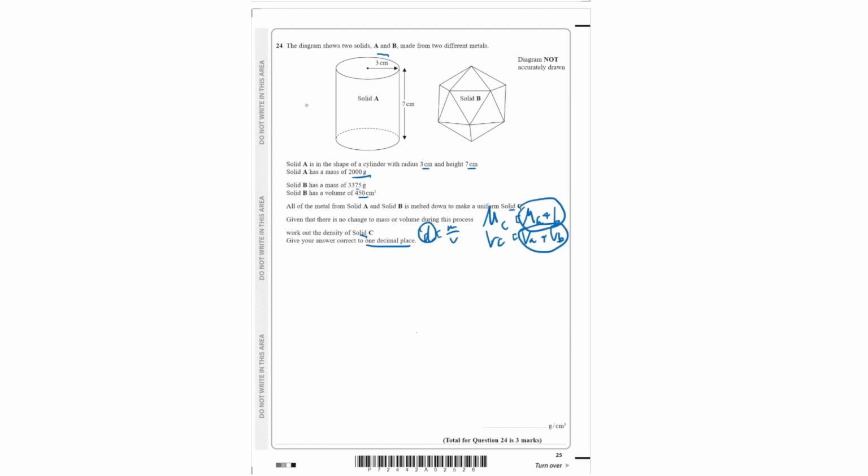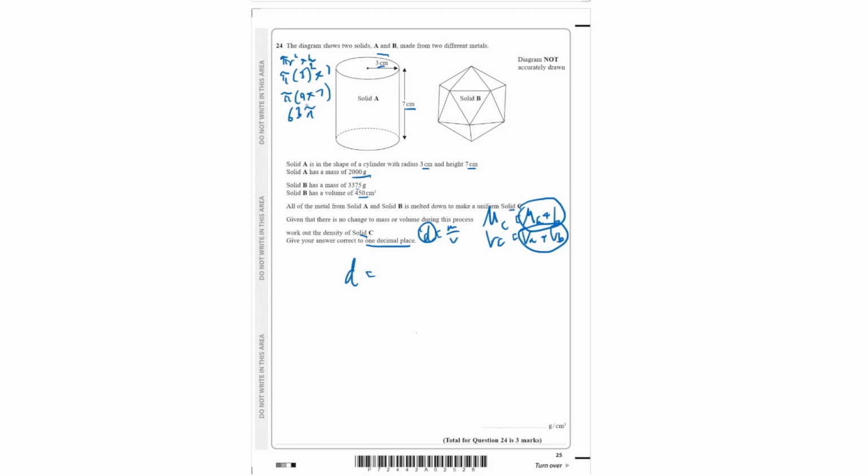We can see here that the volume for A is not actually given. We only have measurements. Thankfully, the measurements for solid A are given as 3 centimeters and 7 centimeters. And we know that the volume of a cylinder is pi r squared times height. We have pi, the radius is 3, and the height is 7. So pi times 3 squared is 9 times 7. That is simply 63 pi. And now we can combine everything.